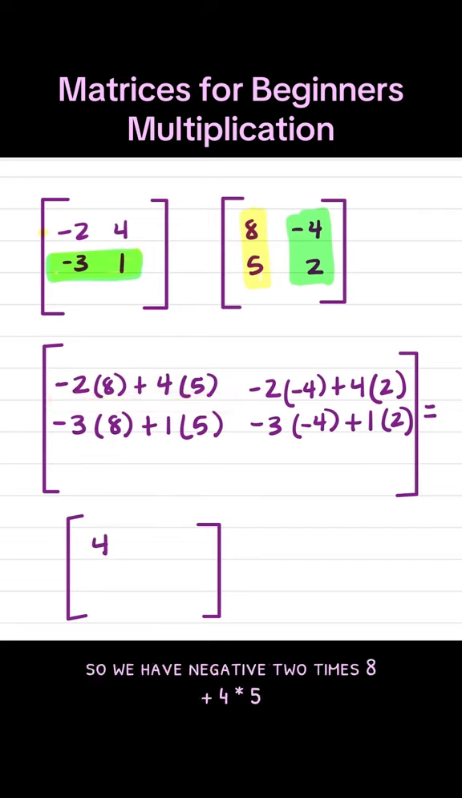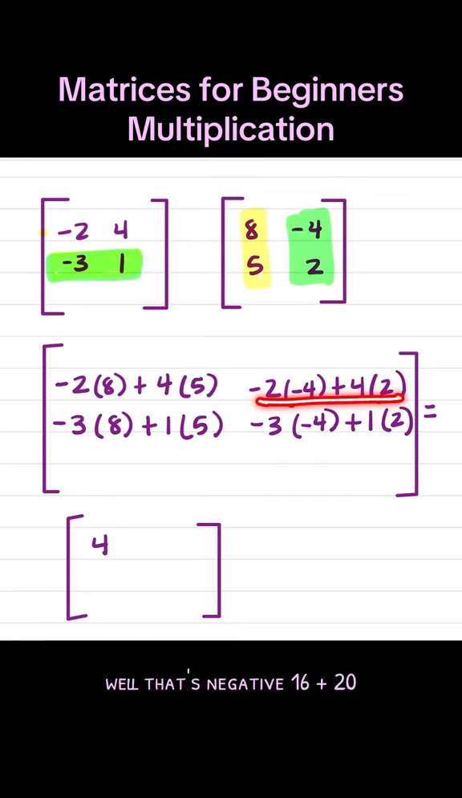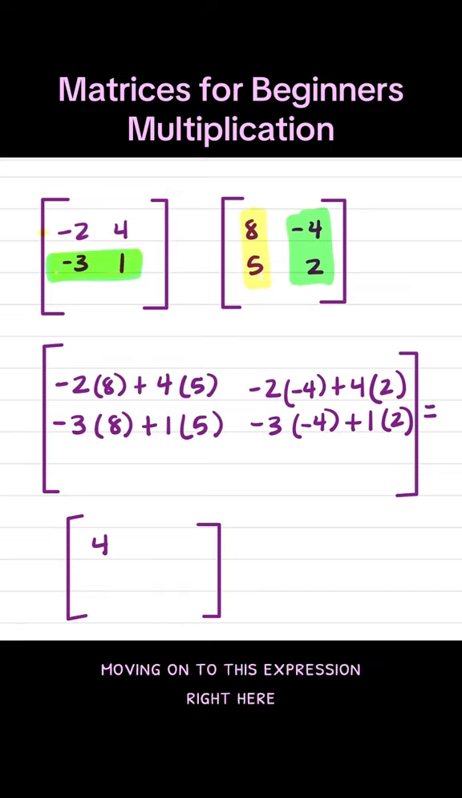Moving on to this expression right here, we have -2 times -4, which is 8, plus we have 4 times 2, which is also 8. So that's going to give me 16 when you add them together.